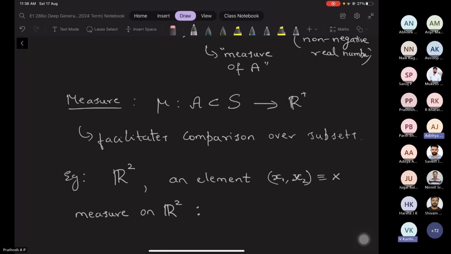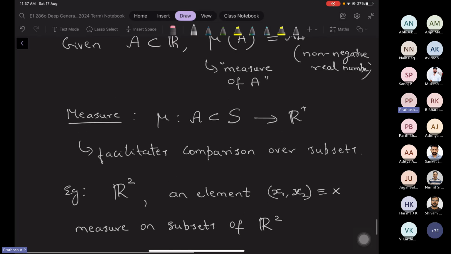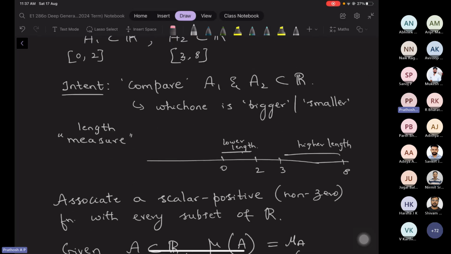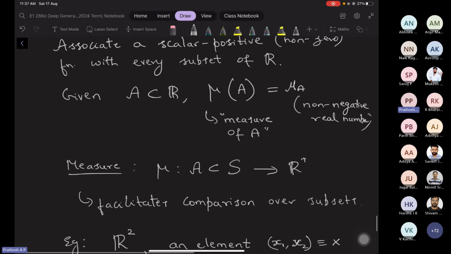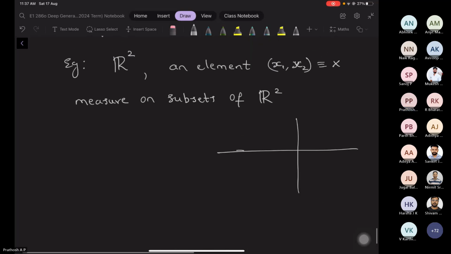Root of x1 square plus x2 square. Come again. Magnitude, root of x1 square plus x2 square. Yeah, but that's an element, right? I'm talking about a subset. If I take a subset of R2, remember that measures are defined on subsets. In R1, we represented every subset as a line segment. Now if I write R2, how are subsets represented here? Areas.